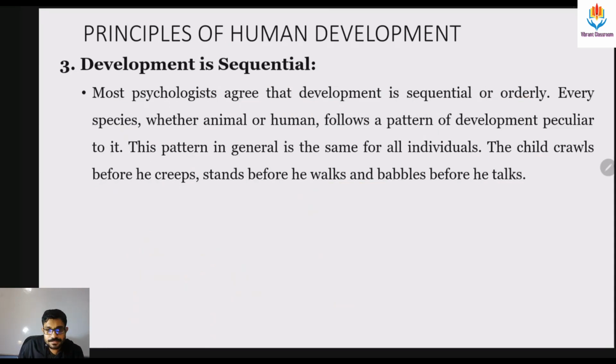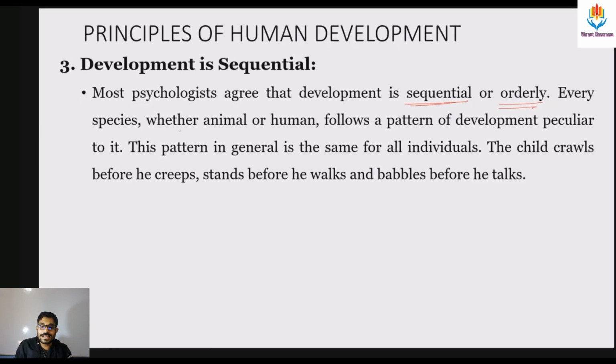Then the next part, that is, development is sequential. Most psychologists agree that development is sequential or orderly. That means after one developmental process, another is started. Due to that, we consider development a sequential or orderly process.